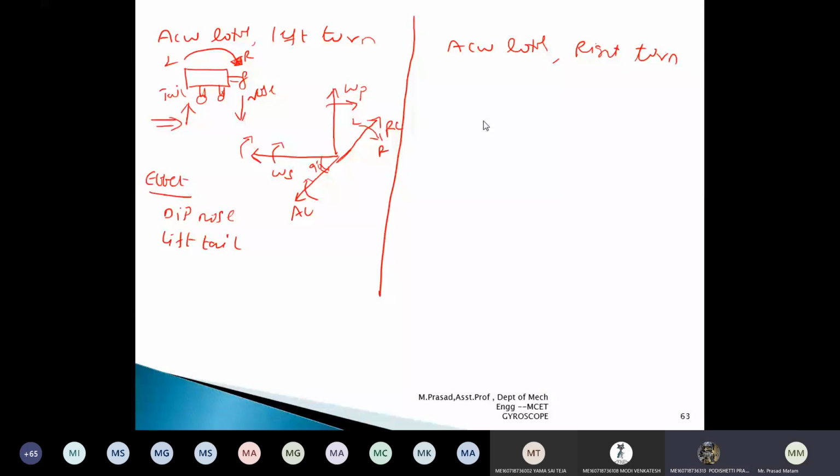How are we getting this? You can see this is a spin vector, no? Based on the spin vector, we are getting.